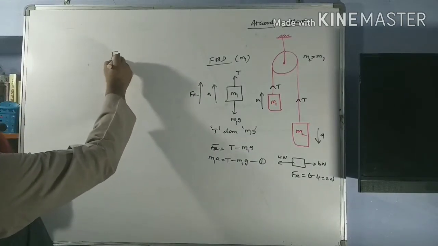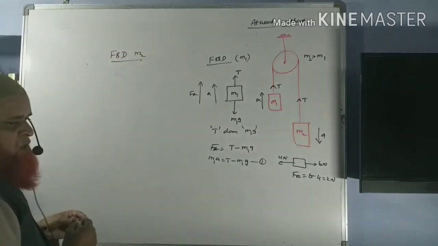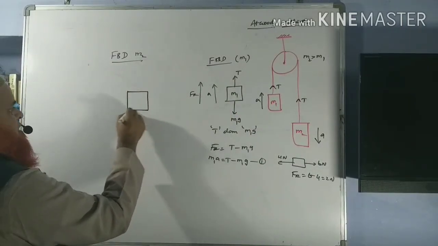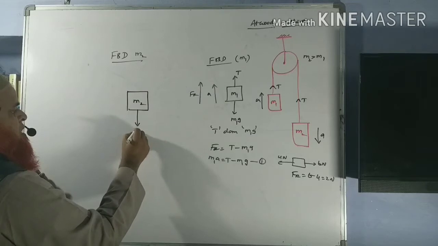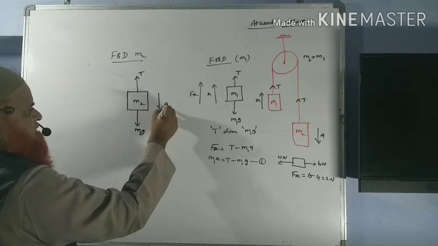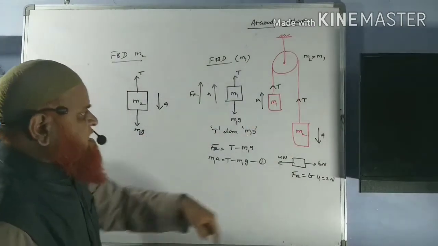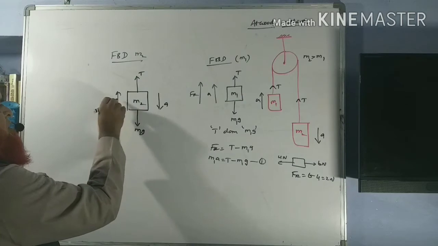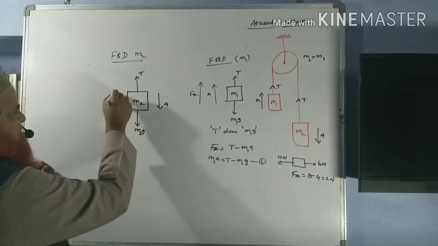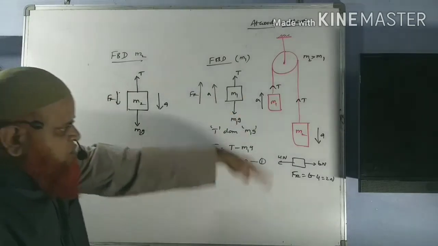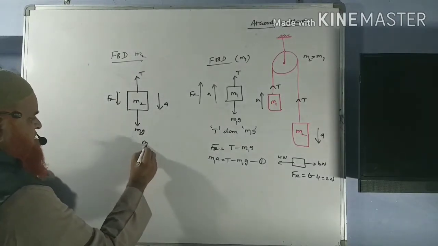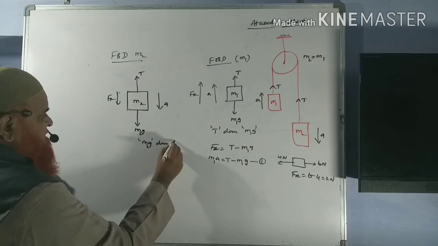Now let us consider the free body diagram for mass m2. So I have taken a mass m2. m2g is acting downwards, tension is acting upwards, and here the resultant force is acting downwards because the acceleration is acting downwards. In the previous case both were acting upwards, in this case both are acting downwards. So the resultant force is acting downwards in this case. When two forces are acting, the body is going down. That means in this case m2g dominates tension T.